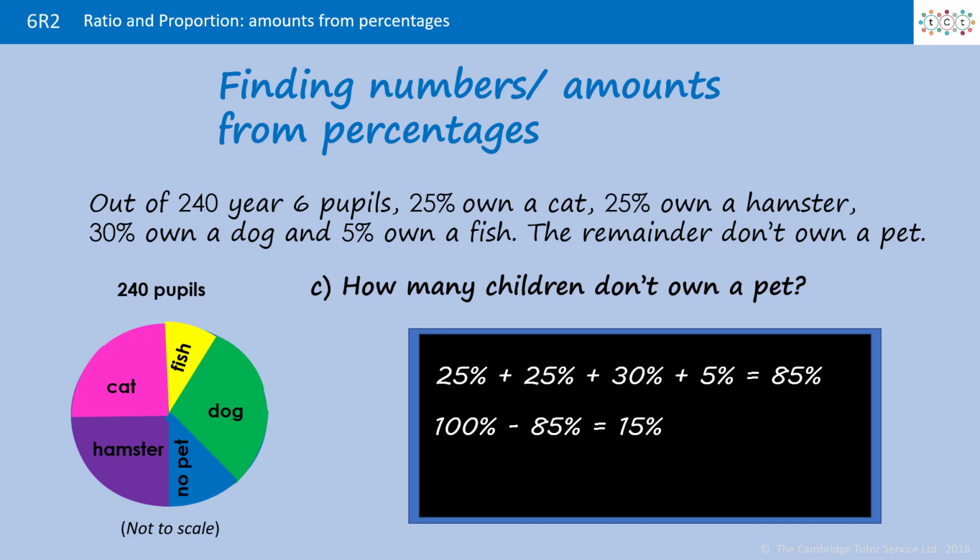We know now that there are 15% of the 240 children who don't own a pet. We now need to find out how many that is. 15% of 240. Well, in parts A and B, you had to find 10% and then 5%. And if you add those together, that will give you 15%. 10% was 24, 5% was 12. Add those together to get 15%, that's 36. So 15% of the 240 children who don't own a pet is 36 children.